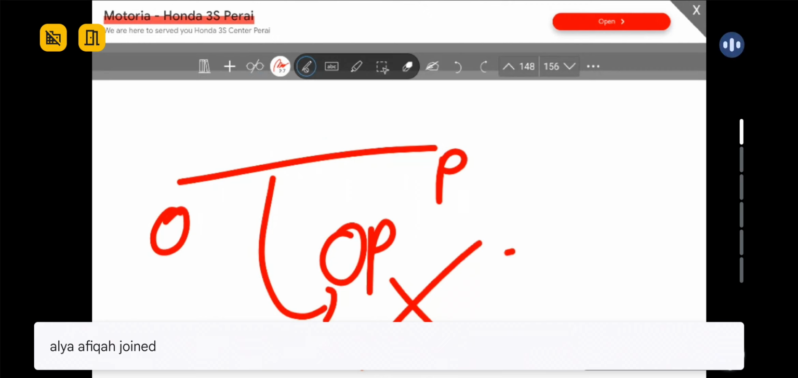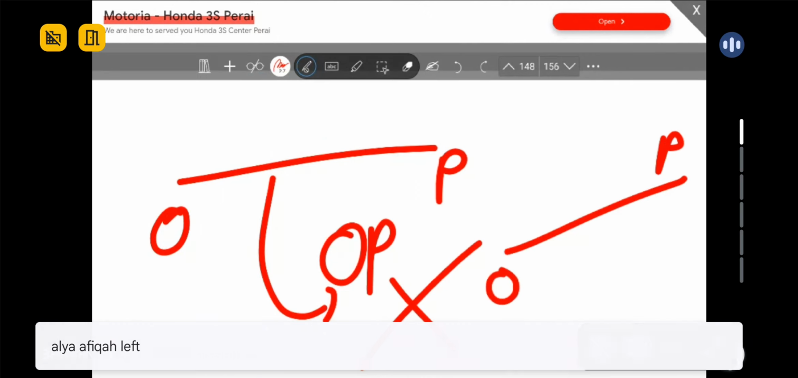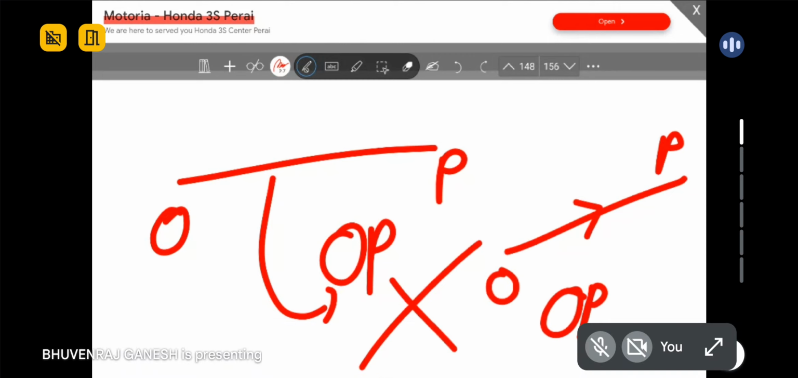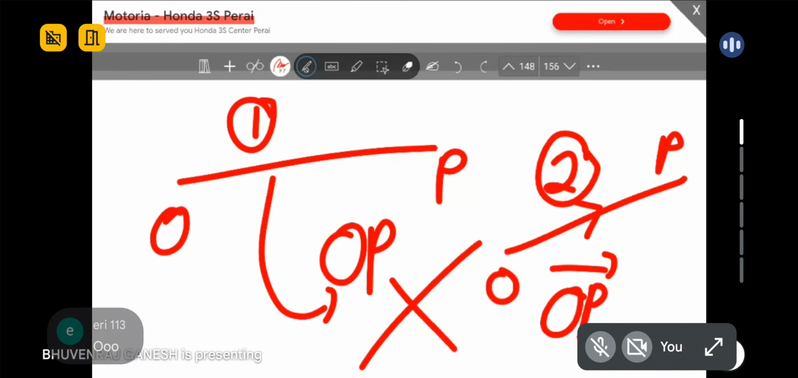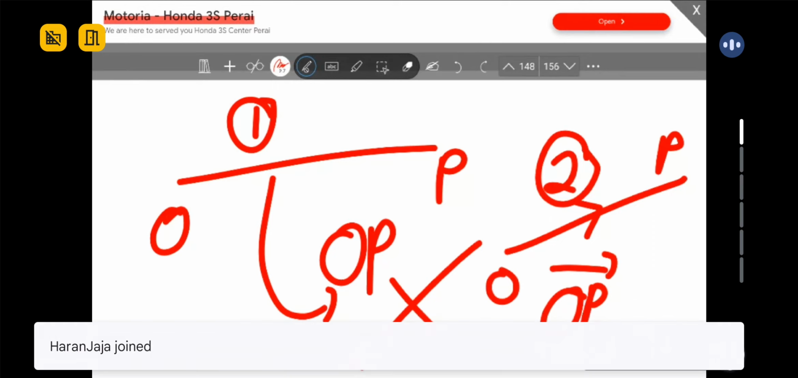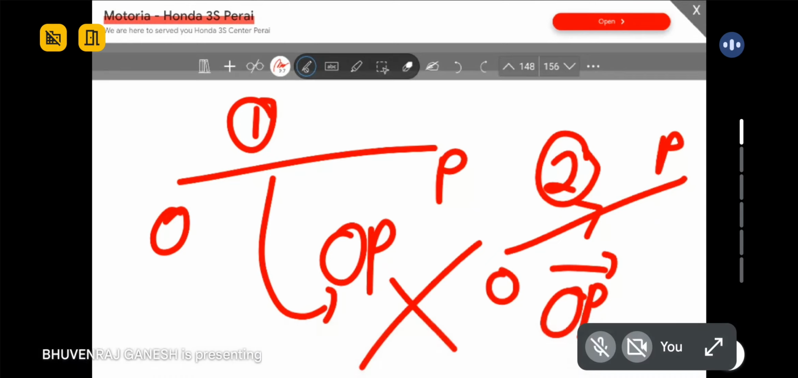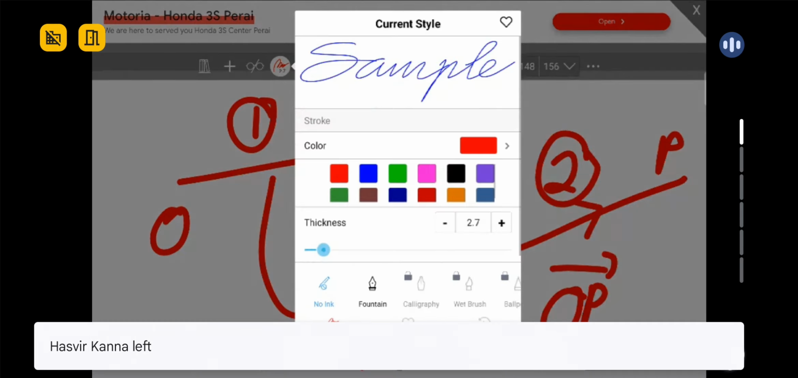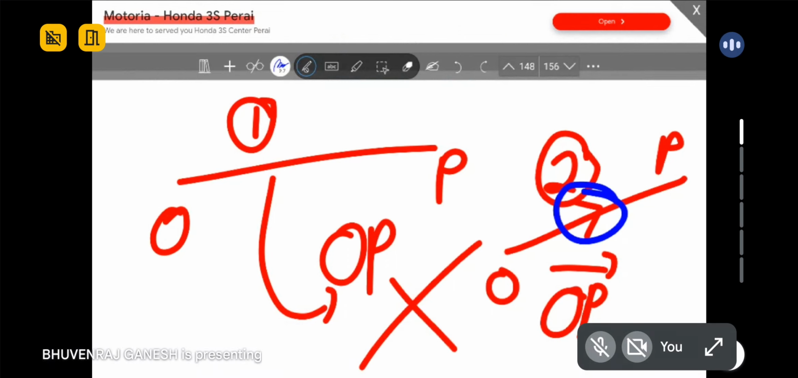But if my OP has a line and an arrow, ada anak panah, then you guys will write it like this, vector. Can you see the difference, guys? This is the first situation, this is the second situation. Cuba bezakan dua situasi ni, guys. First situation is just a line, garis biasa saja. So you label it as OP. But over here, I have an arrow. Saya ada anak panah. So that's why you get a vector.